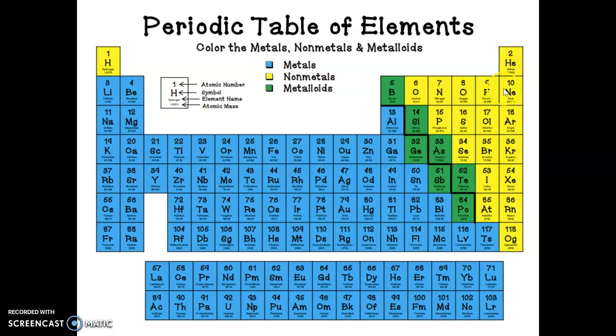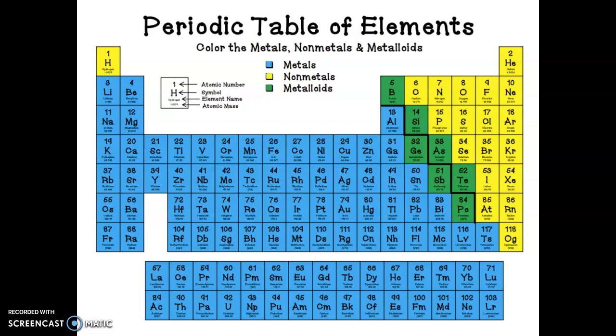And then our nonmetals, so fluorine, oxygen, nitrogen, sulfur, all these in yellow, would have those nonmetal qualities. So poor conductors of electricity. A lot of these exist actually as gases. So they are nonmetals. Okay.